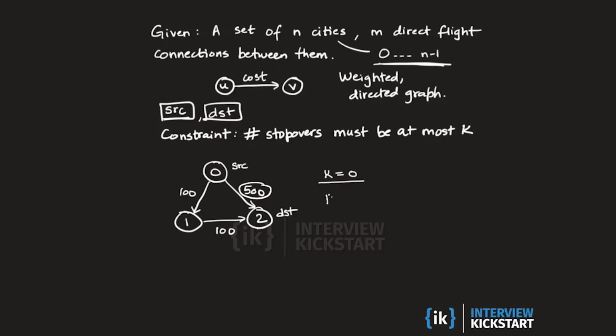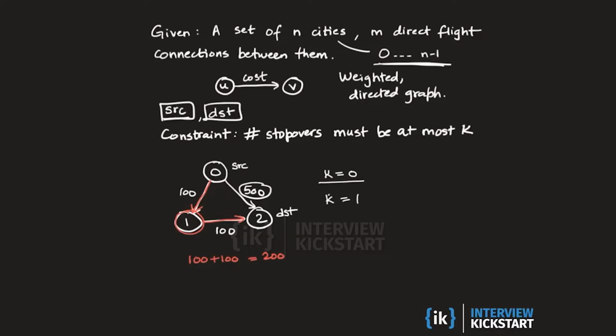But suppose the value of k had been equal to 1. That means we are allowed to have at most one stopover point en route from the source to the destination. In that case, we could take a flight from city 0 to city 1, stop over at city 1, and then continue from there to city 2. So this 2-hop route from 0 to 2 would have a total cost of 100 plus 100, which is 200. And 200 is smaller than 500, so this would be a cheaper way to get from the source to the destination.